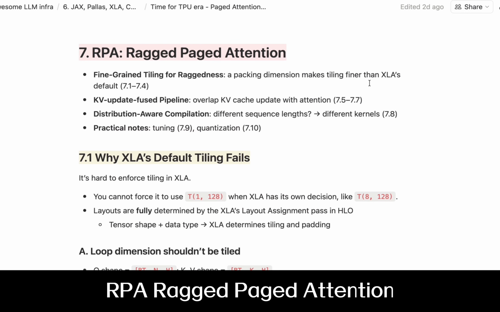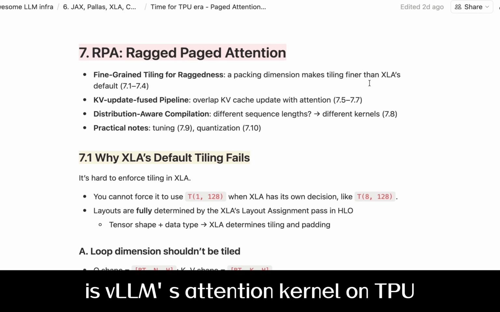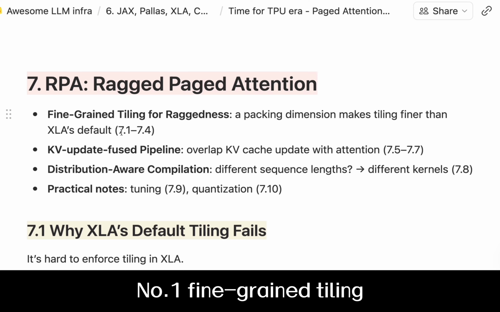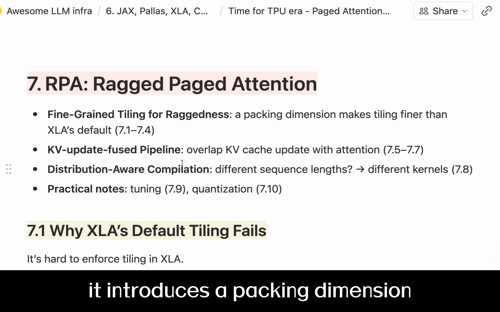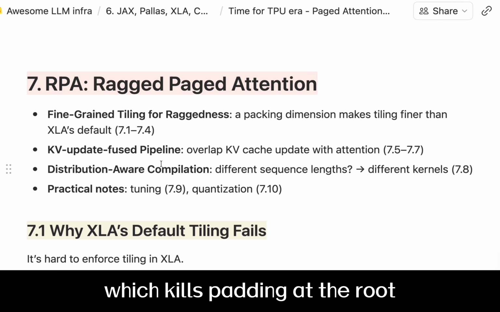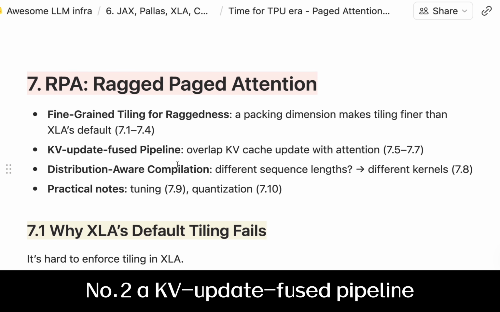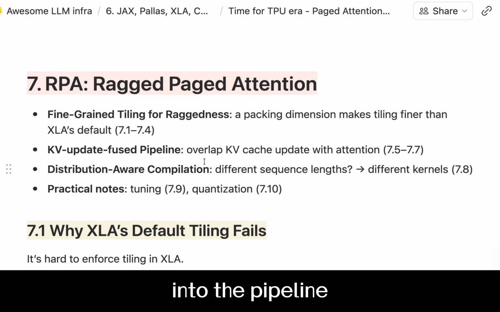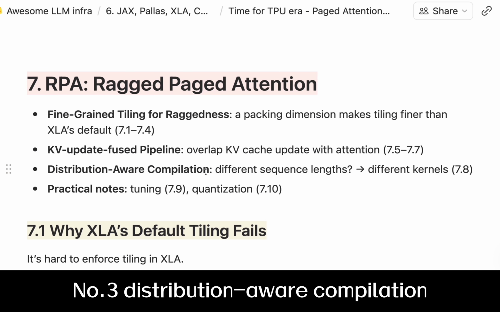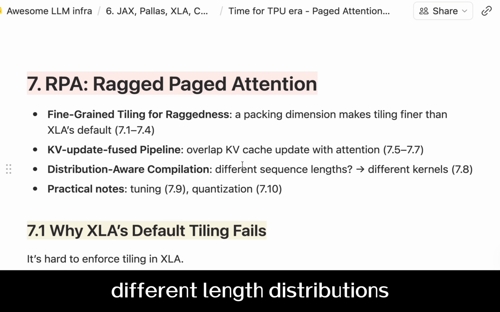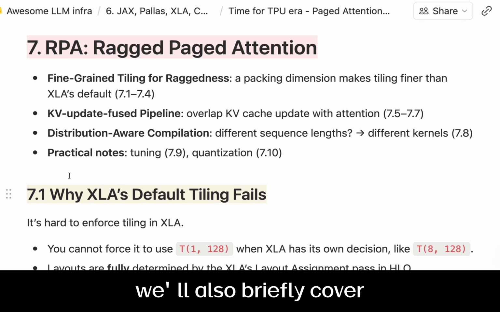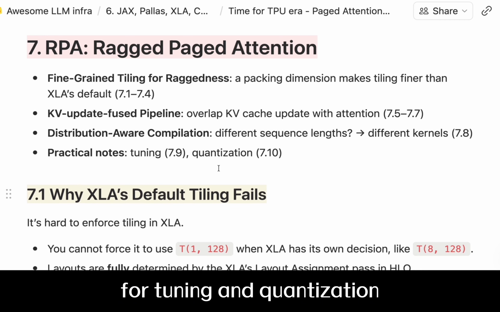RPA, Ragged Paged Attention, is vLLM's attention kernel on TPU. It proposes 3 techniques to address the issues above. Number 1, fine-grained tiling. It introduces a packing dimension so the tiling is finer than XLA's default, which kills padding at the root. Number 2, a KV update fused pipeline. It forces the KV cache update into the pipeline, overlapped with the attention compute. Number 3, distribution-aware compilation. Requests with different length distributions get different specialized kernels. And after introducing these 3, we'll also briefly cover some practical notes for tuning and quantization.